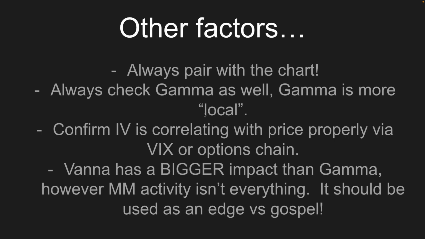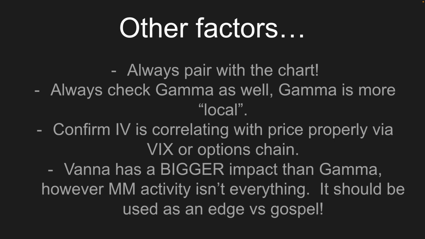Now, the thing is that we should always pair this with the chart, right? It should never be used on its own. It's always great to look at the chart, look at consolidations. I use smart money concepts and volume profile that I've talked about a ton on this channel. We should also verify with gamma. Gamma has more of a local effect when we're actually near the levels where there are large amounts of gamma, and that gamma also impacts market maker buying and selling.